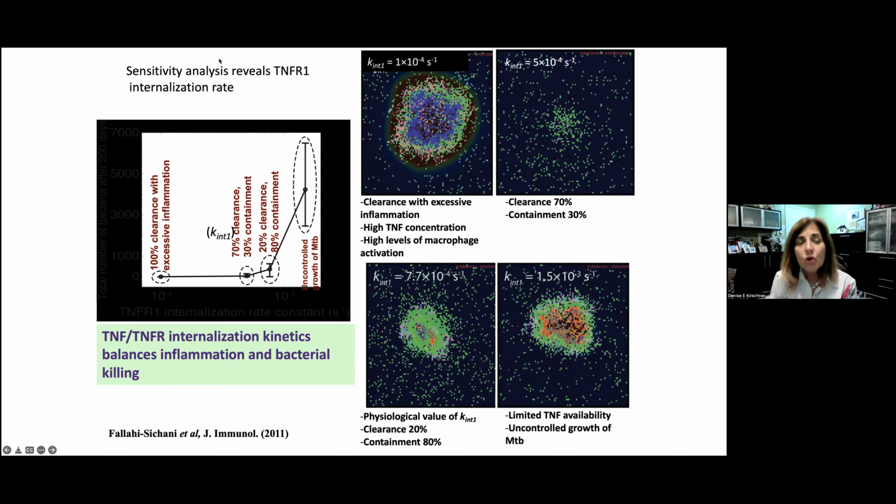So this is a parameter that can't be studied in the wet lab. But I've just told them that they have a handle for TB. If they can create a drug that targets this TNF receptor internalization rate, they would be able to make all these granulomas, good granulomas, as an example.